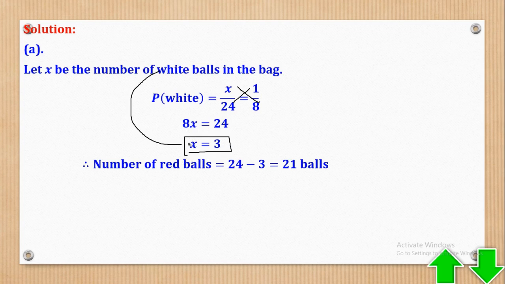And because these are 3 and the total was 24, it implies that the number of red balls will be 24 minus 3 to come up with 21 balls. Now we shall go to Roman 2.